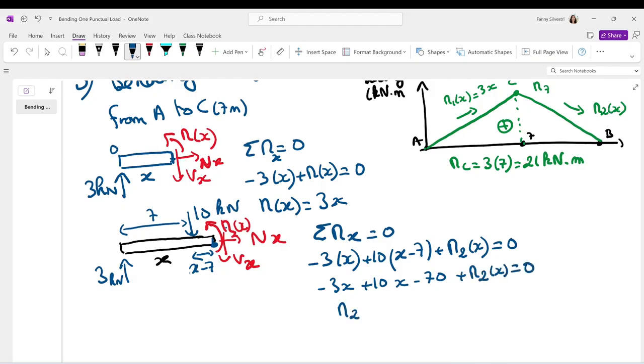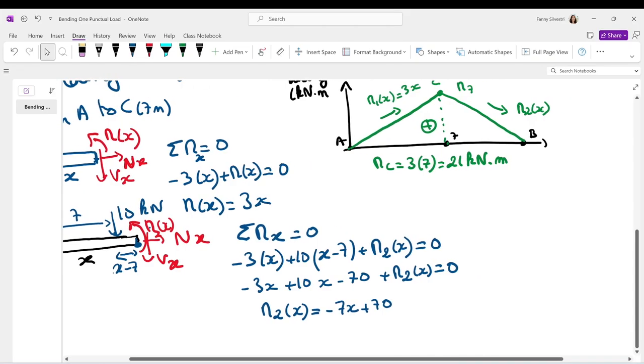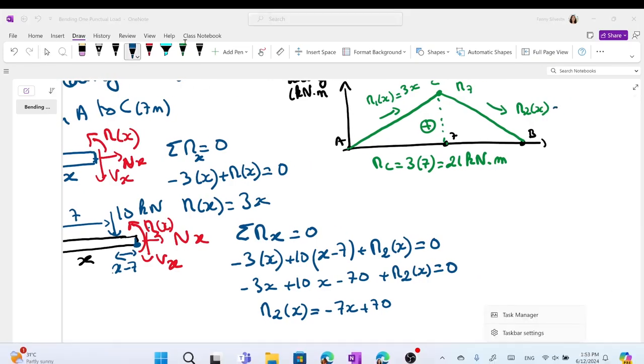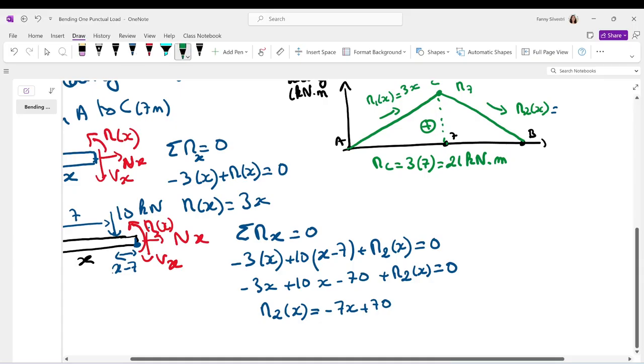So we got M2x equal, so we have minus 3x plus 10x, 7x, and we move it on the other side. So minus 7x and plus the 70. Is it correct, the 70? That looks a lot, but the total is x. Yeah, that looks correct. So my second function there is, in green, minus 7x plus 70.